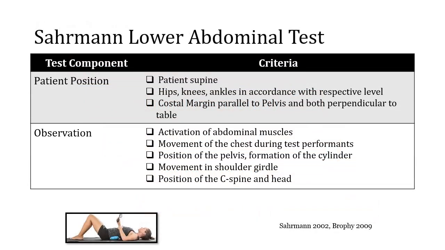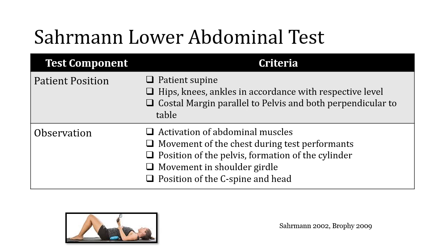Okay, so the Sahrmann lower abdominal tests. In the left hand column you can see the patient position, and then the criteria in the right hand column. So patient supine, hips, knees, ankles in accordance with the respective levels. Costal margins parallel to the pelvis and both perpendicular to the table. So the same position that you assess the intra-abdominal pressure in. Observation: you're looking for activation of the abdominal muscles, movement of the chest during the test performance, position of the pelvis, and formation of the cylinder, or more of a barreling or bracing rather than a hollowing strategy.